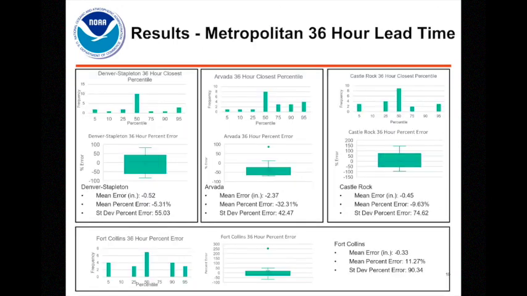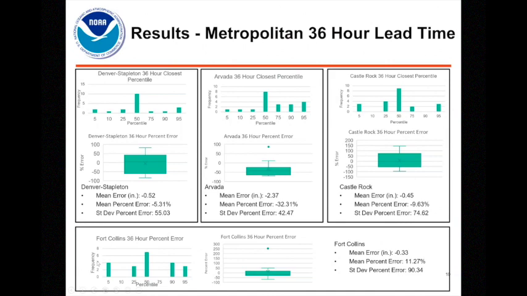Moving on to the metropolitan area, 36-hour lead time. Denver Stapleton looks very nice, with only about a half an inch of under prediction. Moving on to Arvada, we notice a large skew to under prediction, noting that the 75th, 90th, and 95th percentiles were all significant, as well as a mean error of about 2 and a third under prediction. Moving on to Castle Rock, it's a pretty normal distribution. Not much to say about this, it's usually spot on.